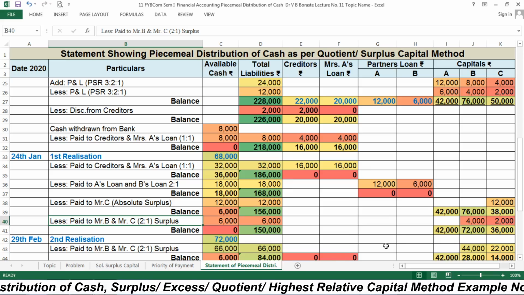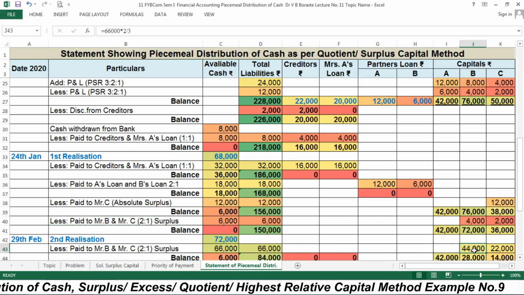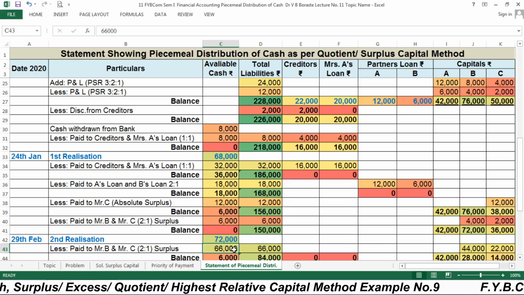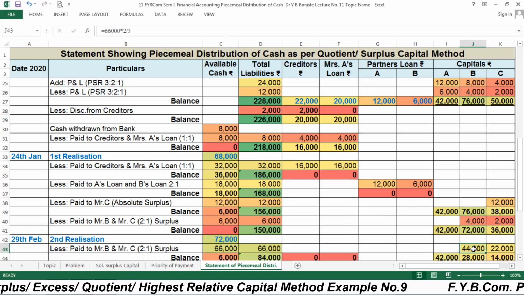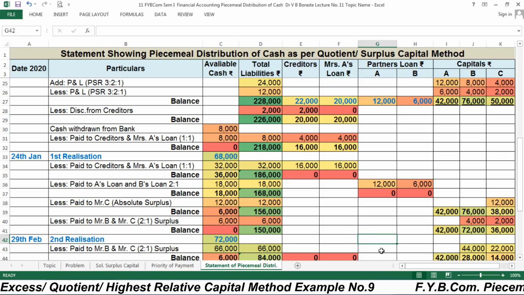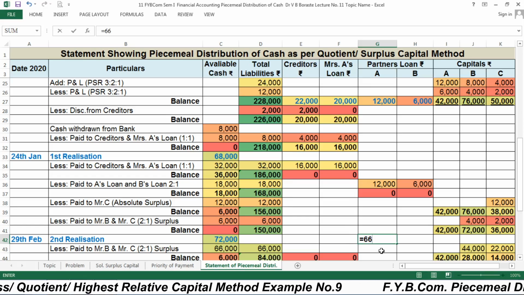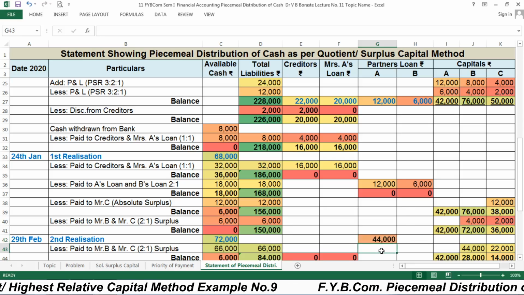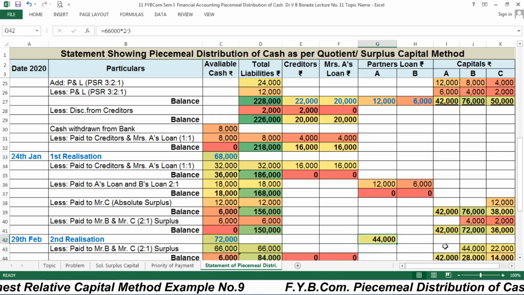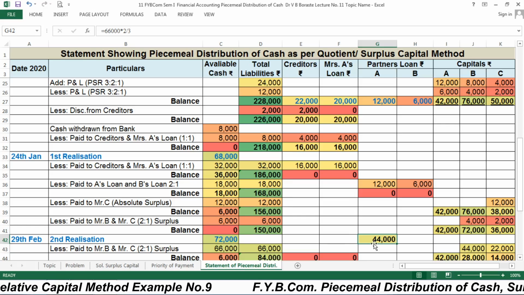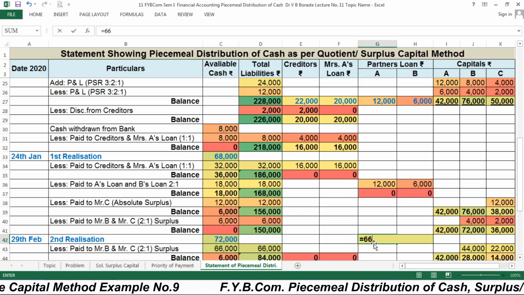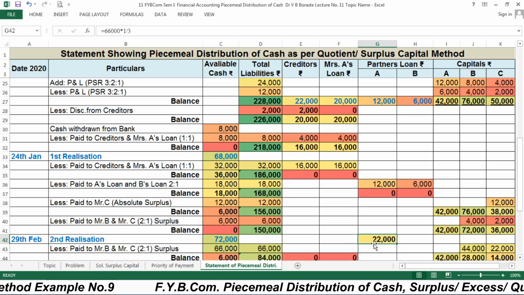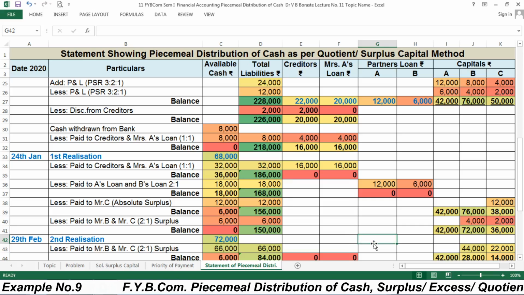Again here you have to calculate 44,000. How does 44,000 come? 66,000, which is the total payment. Out of this 66,000, Mr. B will get 2 share. So I am going to calculate over here, equal to 66,000 into 2 divided by 3. The answer is 44,000. And in the same way, you can calculate 66,000 into 1 divided by 3. Mr. C will get 22,000.